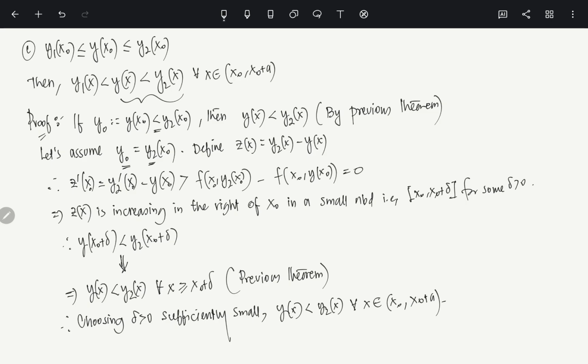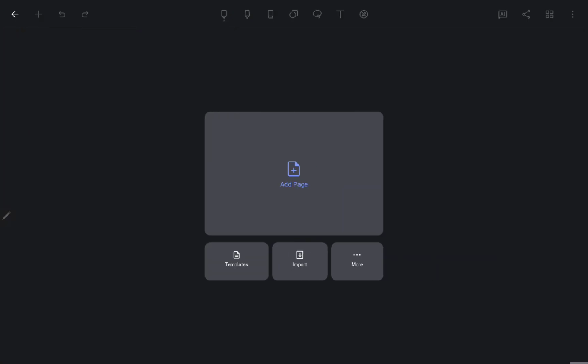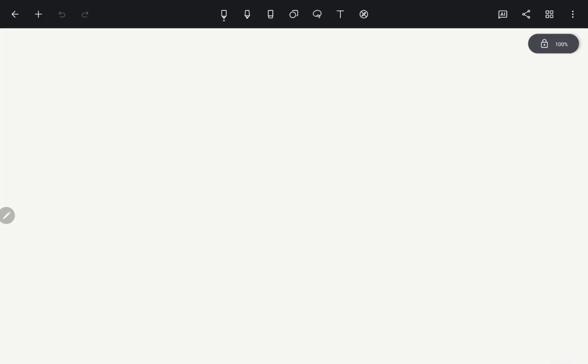Now you do the other part also, exactly the same sort of thing works. So you please do this part and then we are done. Clear? Okay, now let us look at one example. Let me give you an example of how to use this fact.